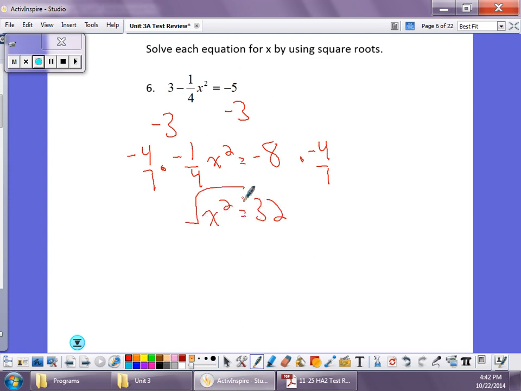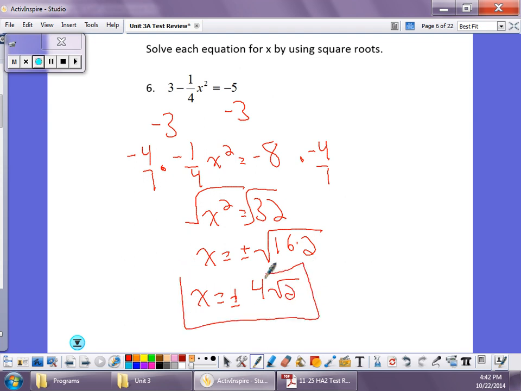Now I want to take the square root. Remember, as soon as you put that square root in the problem, you need to put that plus or minus out front. 32, the factors of 32, 16 and 2. 16 is a perfect square. So x equals plus or minus 4 square root of 2. Those are your solutions.